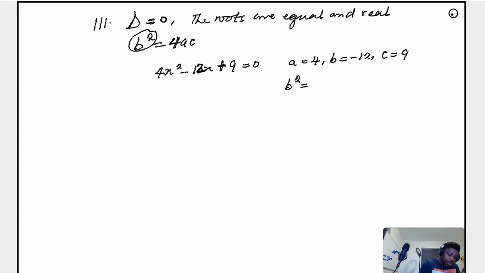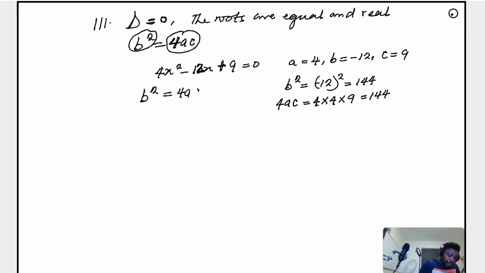B squared, so that is minus 12 squared. That is 144. Let's see what 4ac is going to give us. 4 times, what is a? 4. What is c? 9. 4 times 4, 16. 16 times 9, 144. So b squared is equal to 4ac for that root to be real and equal.